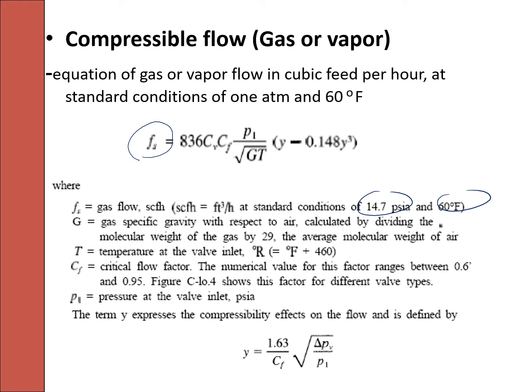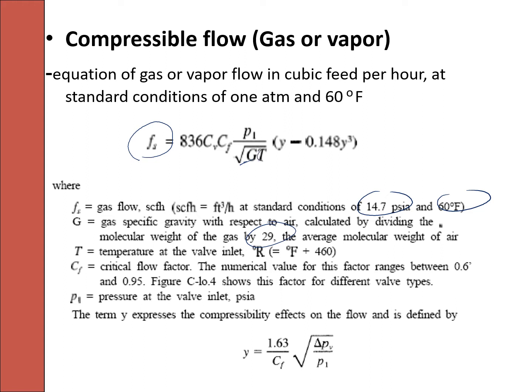So basically, the molecular weight of the gas that has been given should be divided by 29. Okay, 29 is the average molecular weight of air. So inside the formula, this G, you need to make sure that you divide it by 29 if you get the molecular weight.